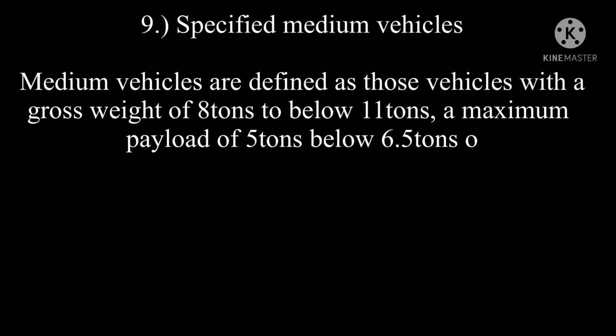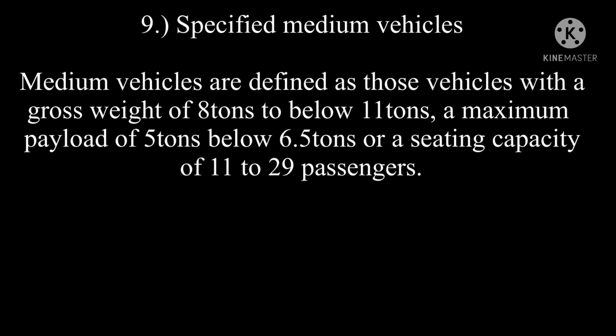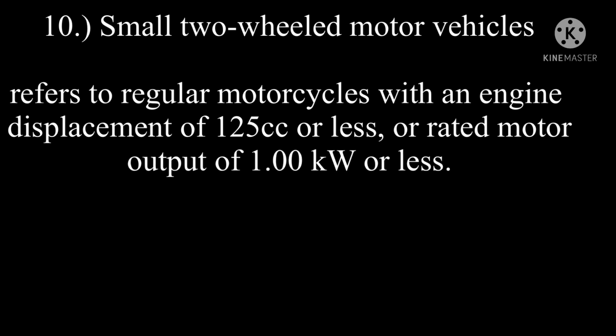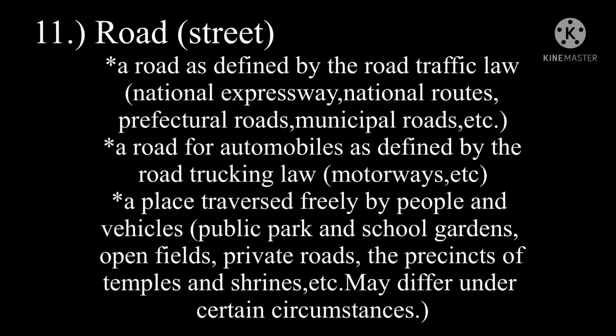Specified medium vehicles are defined as those vehicles with a gross weight of 8 tons to below 11 tons, a maximum payload of 5 tons to below 6.5 tons, or a seating capacity of 11 to 29 passengers. Small two-wheeled motor vehicles refers to regular motorcycles with an engine displacement of 125 cc or less.